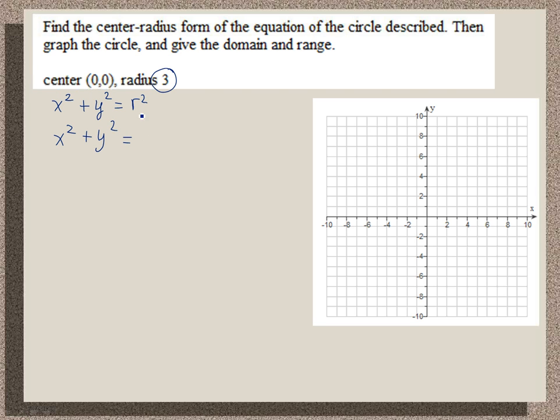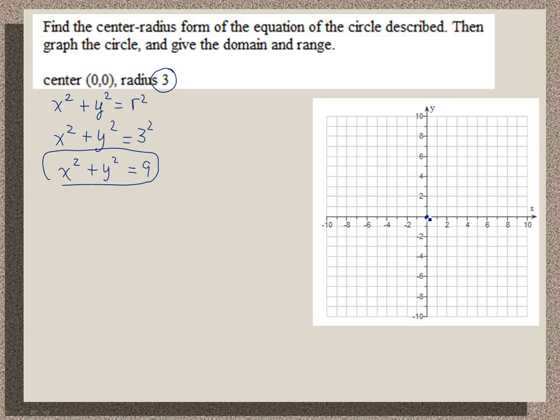And so we get 3 squared, which gives us 9. The equation for our circle is x squared plus y squared equals 9. And we can graph that. We know the center is at the origin.